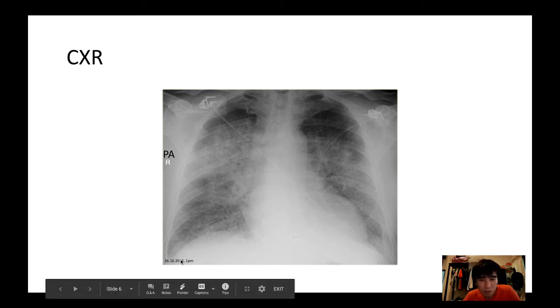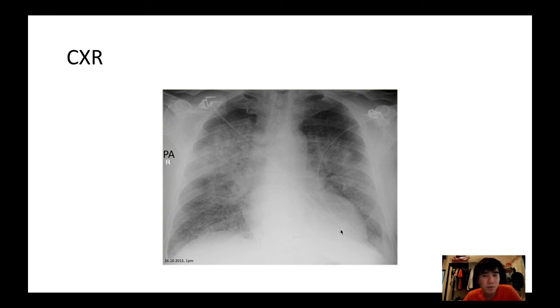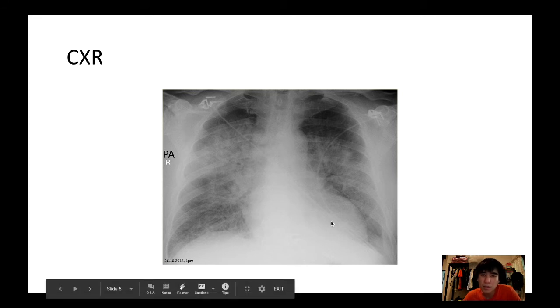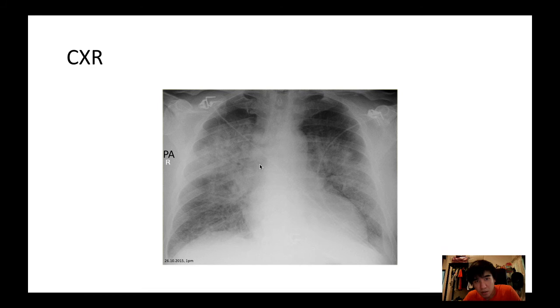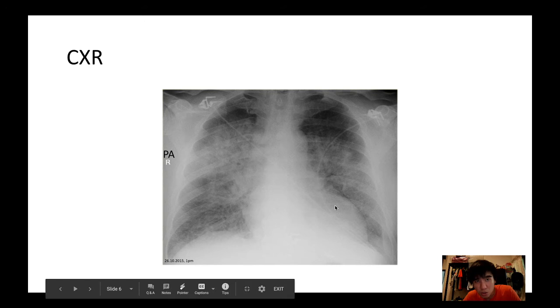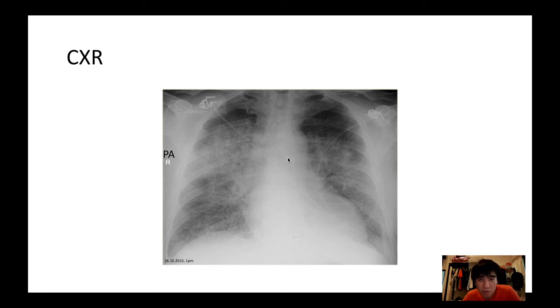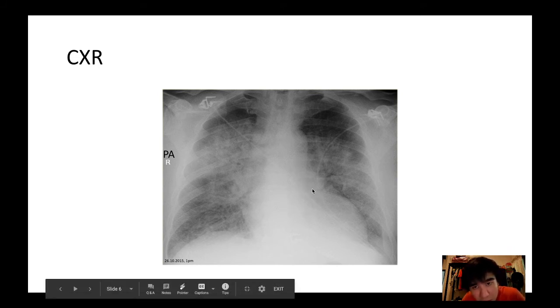Diaphragms, the costophrenic angles can be seen, albeit not very clearly because of the patchy consolidation. And everything else. There are some foreign bodies seen, probably ECG leads or something. There does not seem to be any bony or soft tissue abnormalities. What's wrong with the rib here and here?